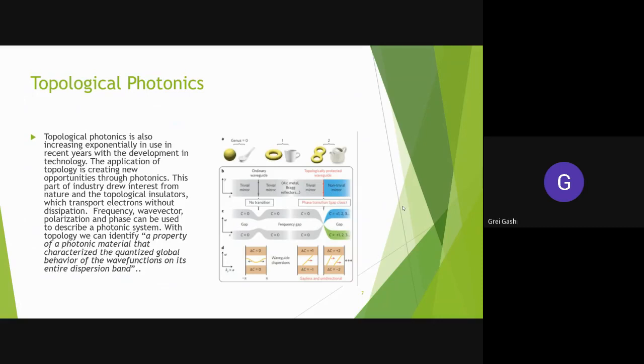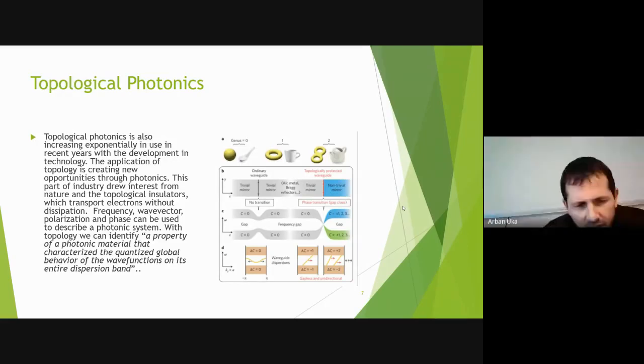With a topology, we can identify a property of a photonic material that characterizes the quantized global behavior of the wave function on its entire dispersion band. Great.